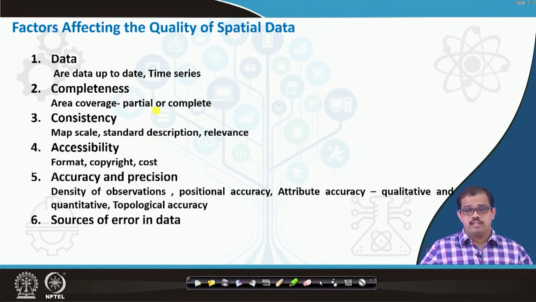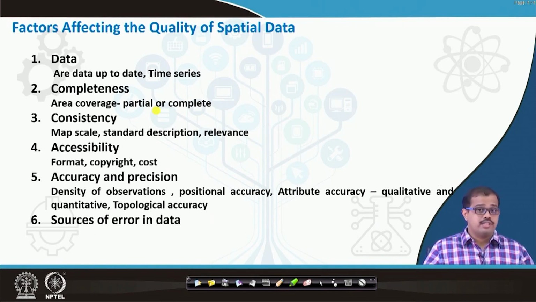Consistency of your data is another important factor in spatial data quality. So when I say map scale, the standard description, the relevance, the way it is represented, all of this should be consistent. Okay, or when you digitize it, make it consistent. Then it would be much easier for you to look at the data quality. Then accessibility, for example, the formatting, the copyright, the cost involved. All of these are factors that affect accessibility.